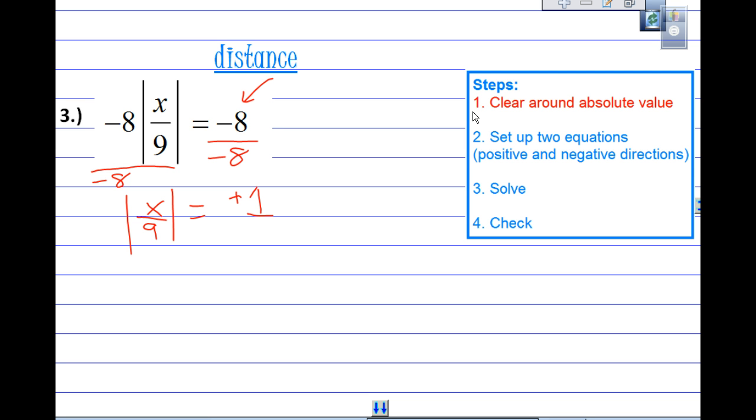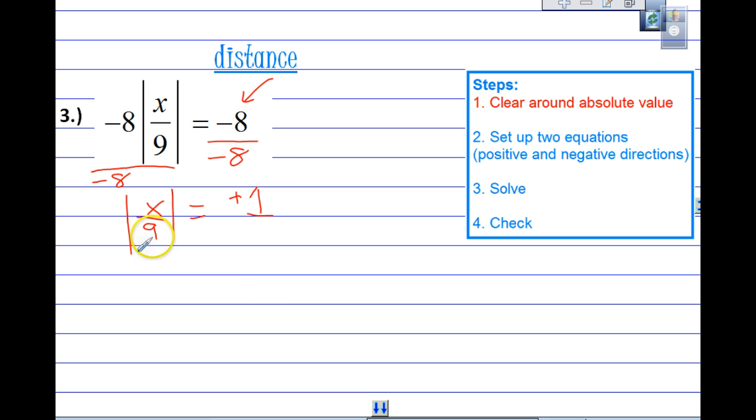Which side over here? No. What's the next step? Good.